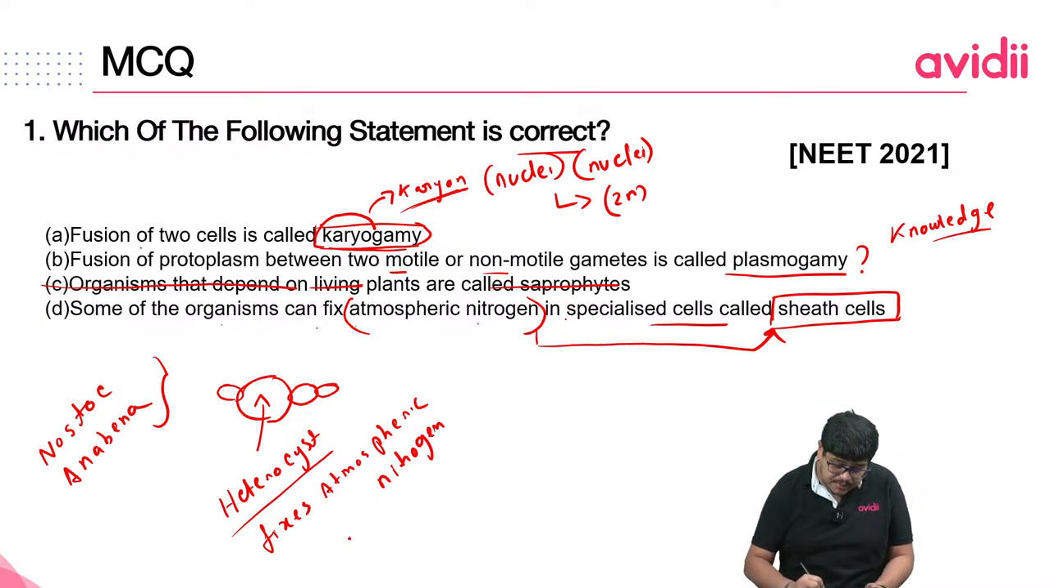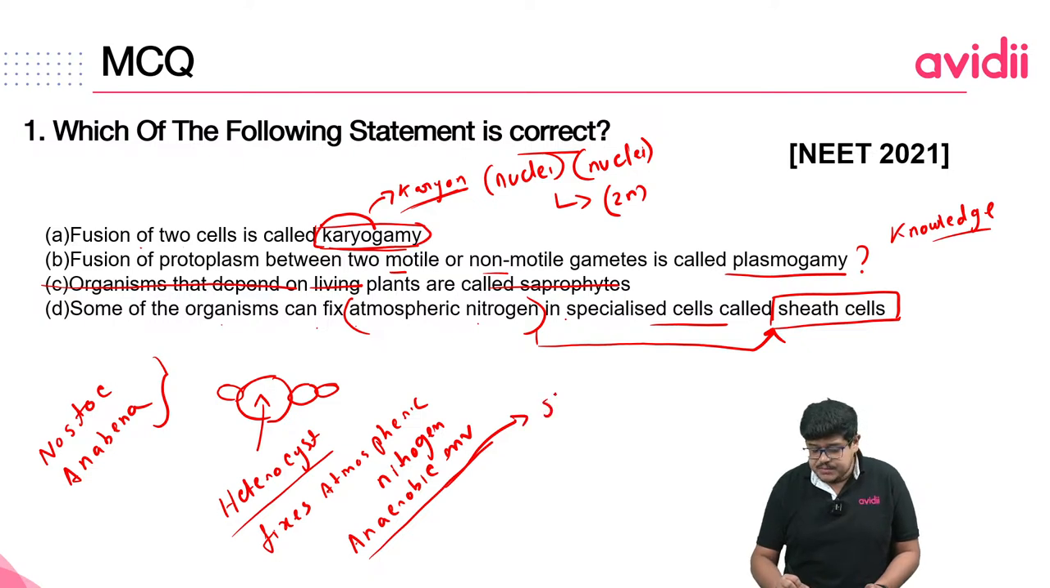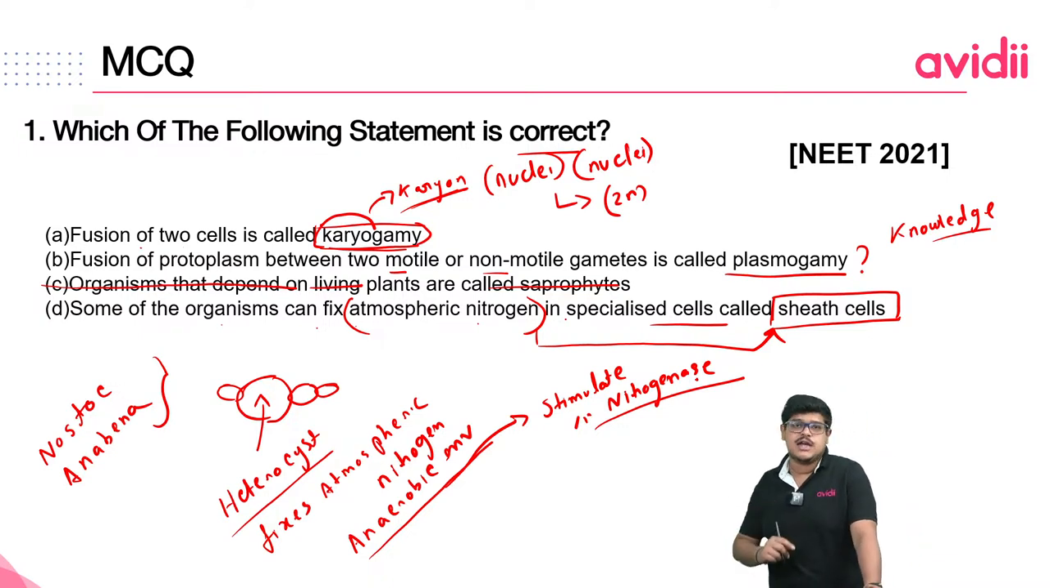ये फिक्स क्यों होता है? बिकॉज इट क्रिएट्स एन एनएरोबिक एनवायरनमेंट. वेरी इंपॉर्टेंट, इट क्रिएट्स एन एनएरोबिक एनवायरनमेंट. इससे फायदा क्या होगा? एनएरोबिक एनवायरनमेंट विल स्टिम्यूलेट, और रादर नॉट स्टिम्यूलेट टू बी एग्जैक्ट, इट विल एक्टिवेट द एक्टिविटी ऑफ नाइट्रोजिनेज एंजाइम. नाइट्रोजिनेज एंजाइम जो है दैट इज रिस्पॉन्सिबल फॉर दिस नाइट्रोजन फिक्सेशन.